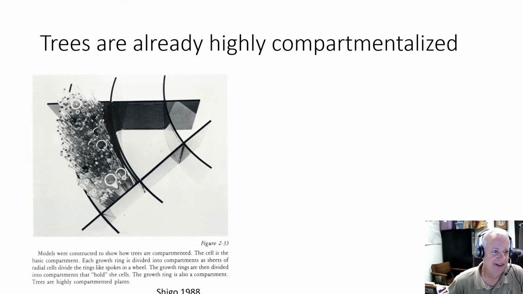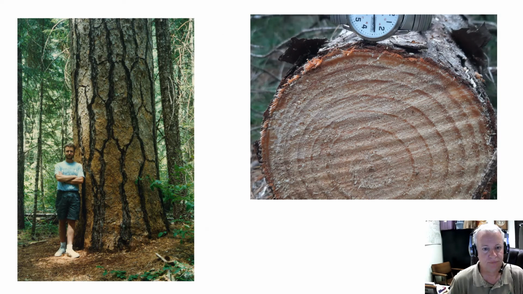Shigo included this neat diagram or model made out of plastic where he shows the vessel elements or tracheids, and they're essentially bundled within those compartments that we referred to, bounded by growth rings and by the rays. So that's a more stylized or explicit demonstration of that compartmentalization.